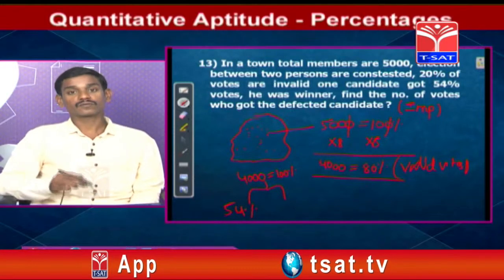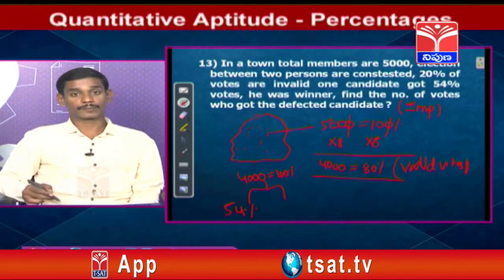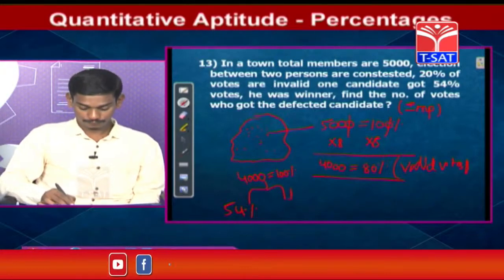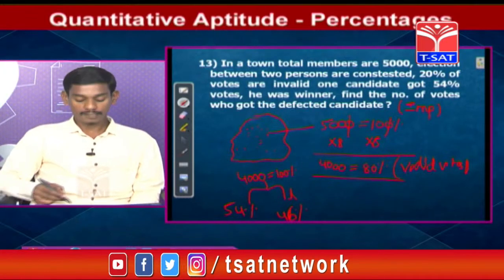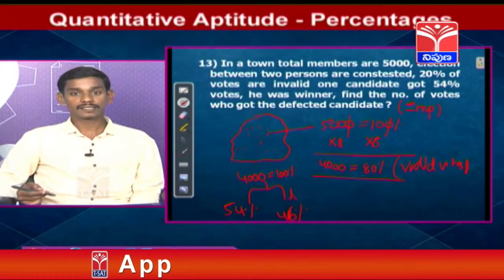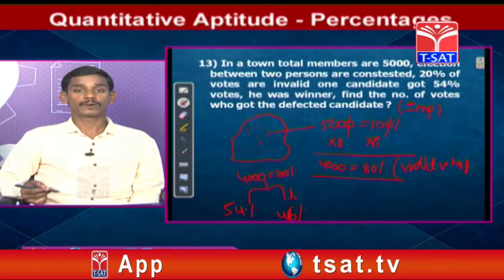54%. So 100% is 4000. The winner got 54%. The loser got 46%. So we want to find that 46%. That means the defeated person's polled votes.